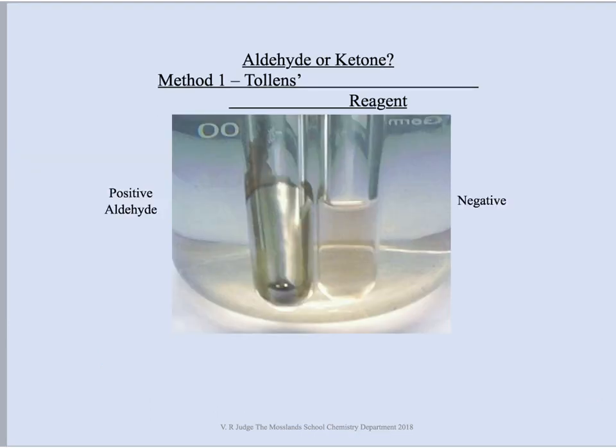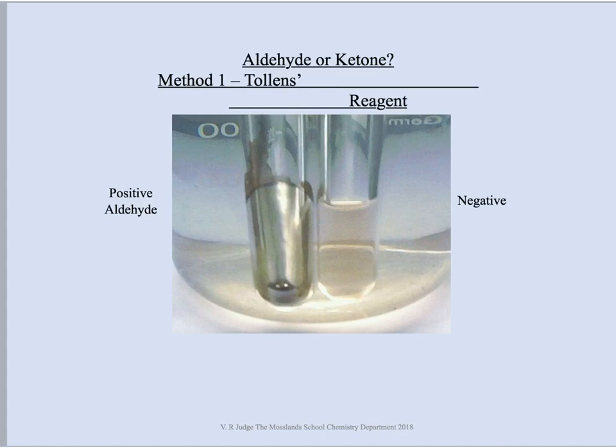So just for your reference, here's a photograph of the Tollens test, when it is positive and it forms a silver mirror, and when it's negative and there is no silver mirror. The one on the left would contain an aldehyde, the one on the right no aldehyde.